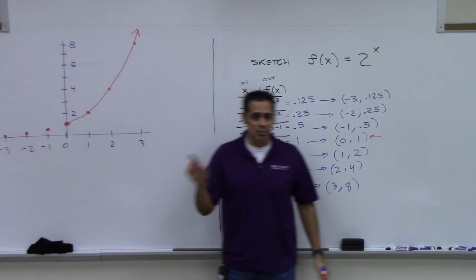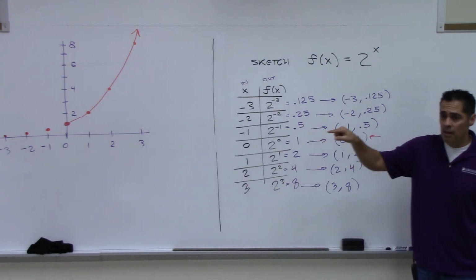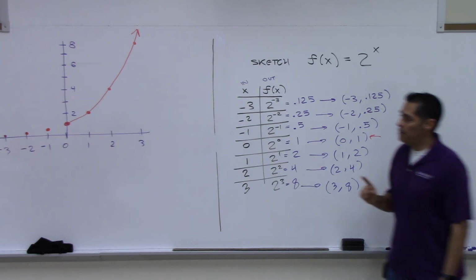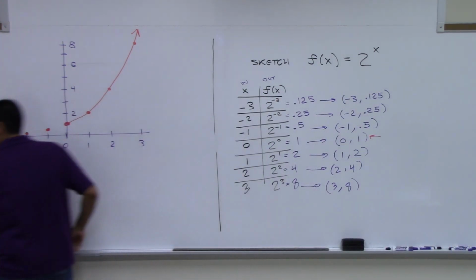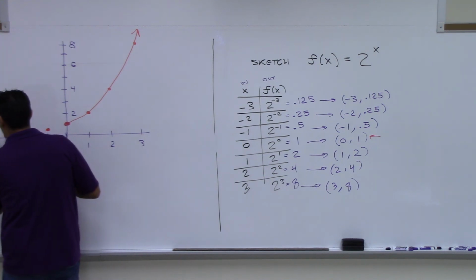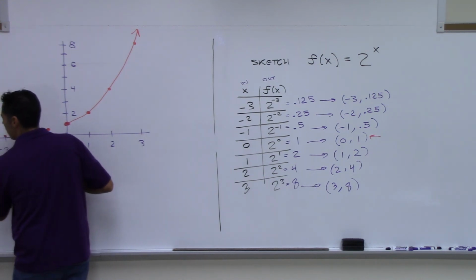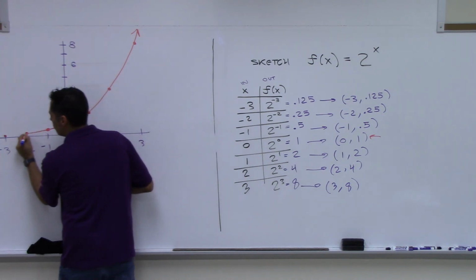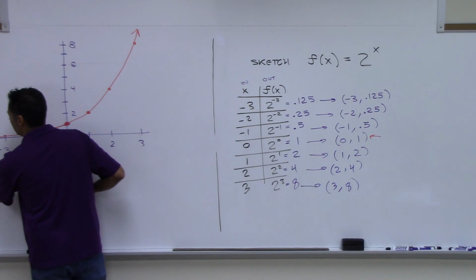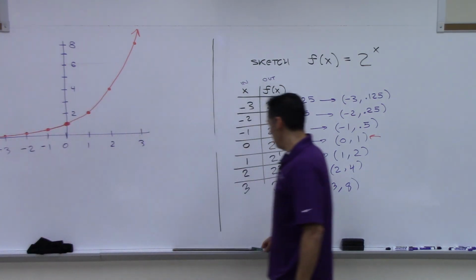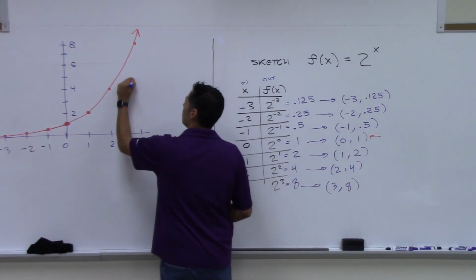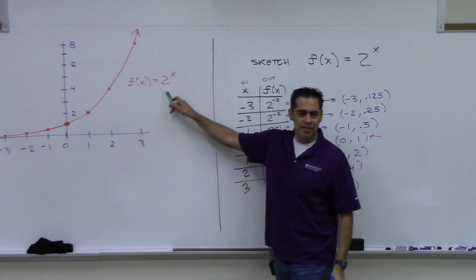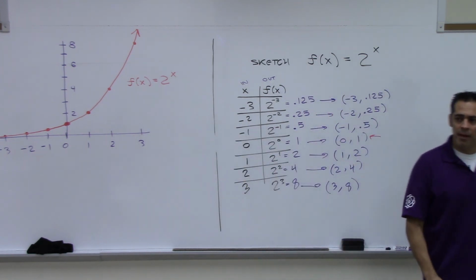But we talked about this. What's going to happen as you keep on going? Are you ever going to get to 0? No. So this would be a good time for me to put a dotted line. That's actually not part of my graph. This is a horizontal asymptote. And when I draw this, my graph is going to get closer and closer to it without actually ever touching it. And everybody, this is the graph of the exponential function with base 2. Okay?